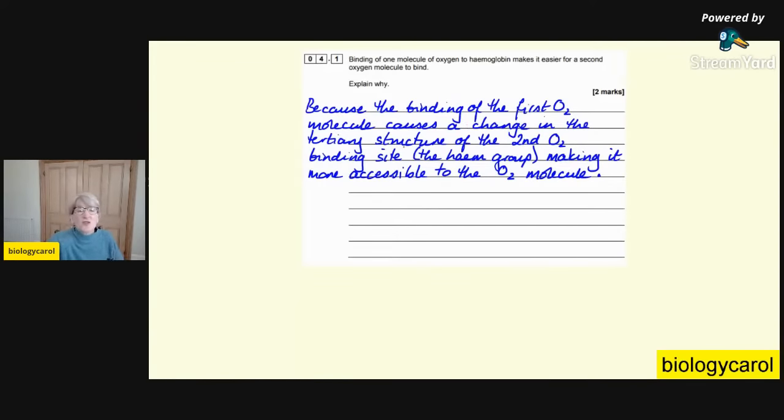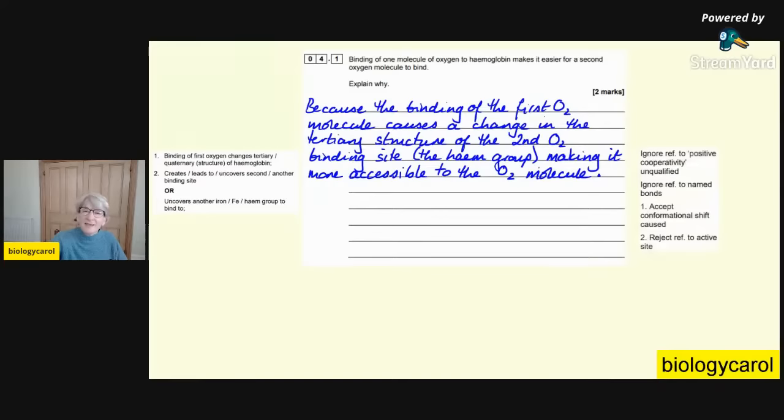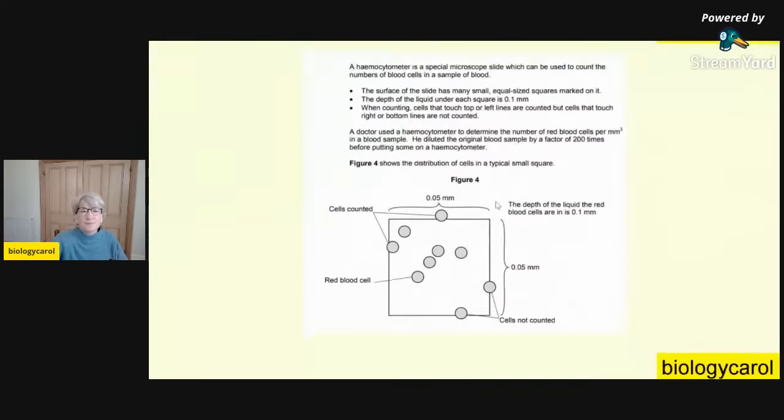So, because the binding of the first oxygen molecule causes a change in the tertiary structure, making it more accessible to the oxygen molecule. It could have said more open. I wasn't quite sure whether this word was good enough, but just went for it. So I got the mark point here, and I think I got this second mark as well. I'm pretty sure. Creates, leads to, uncovers second binding site. I think I've got that.